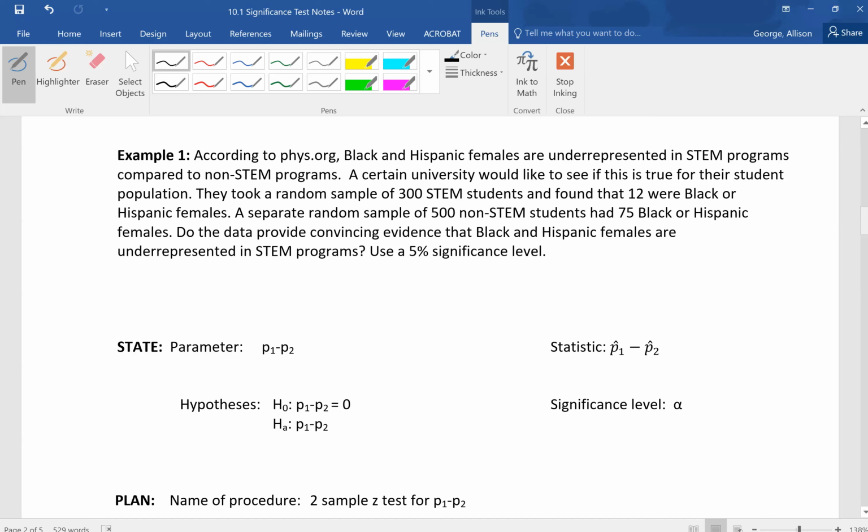They took a random sample of 300 STEM students and found that 12 were Black or Hispanic females. A separate random sample of 500 non-STEM students had 75 Black or Hispanic females. Do the data provide convincing evidence that Black and Hispanic females are underrepresented in STEM programs? Use a 5% significance level.